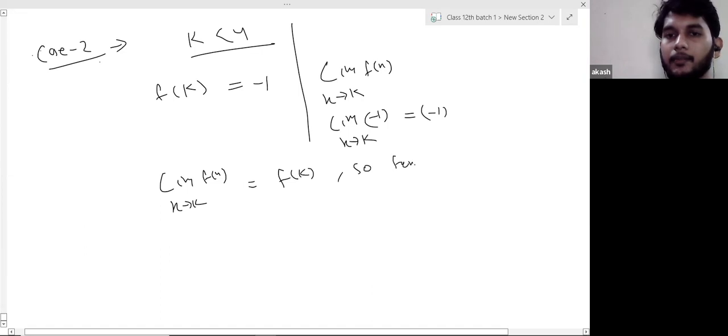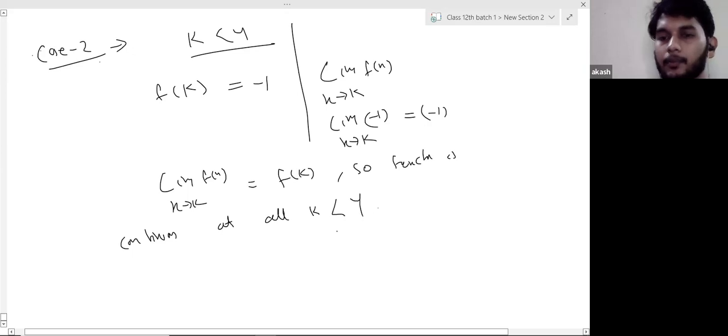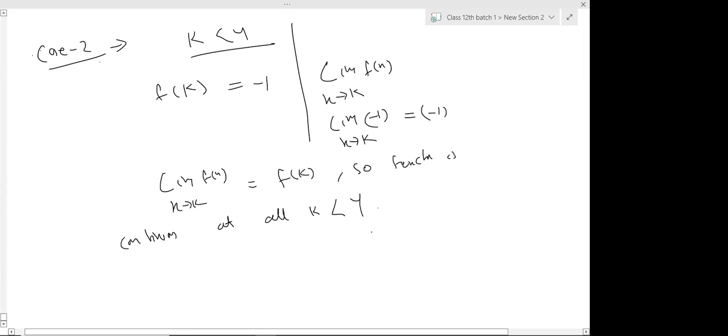So function is continuous at all k less than 4. This thing is clear? Yes, sir. All right.